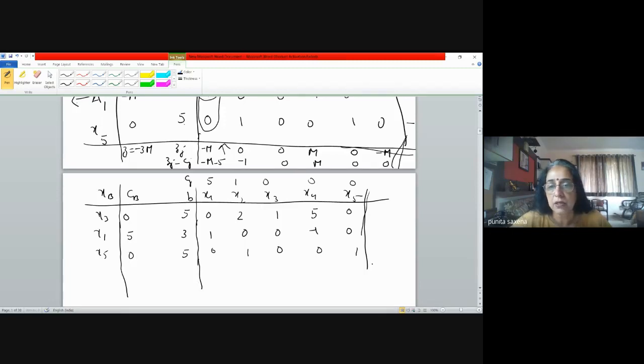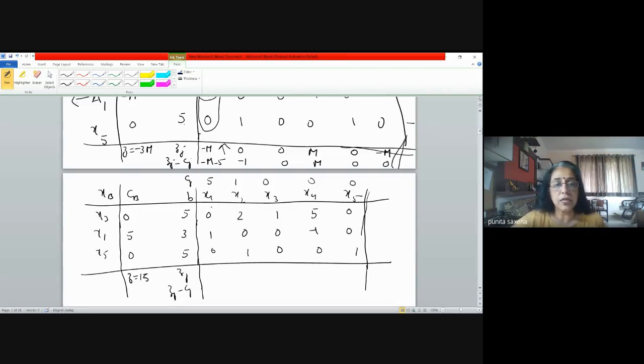Now when you compute your Z, it's 0 into 5 plus 5 into 3 plus 0 into 5, so it has moved over to 15. Imagine, from minus 300 it has moved to 15. So it has increased, and not just increased, it has become positive also. So let's see now Zj and Zj minus Cj.